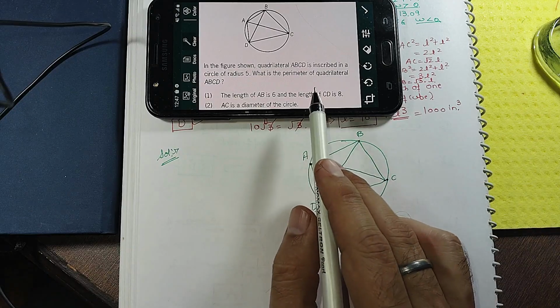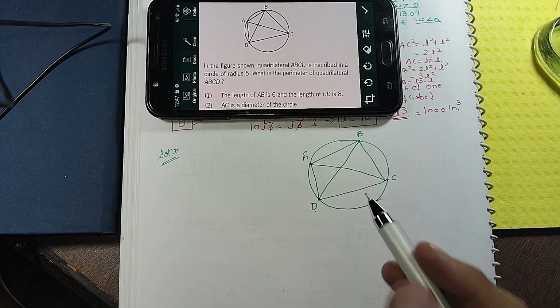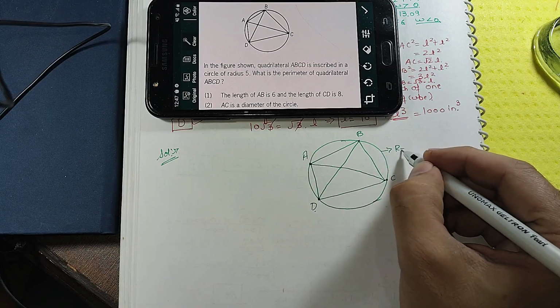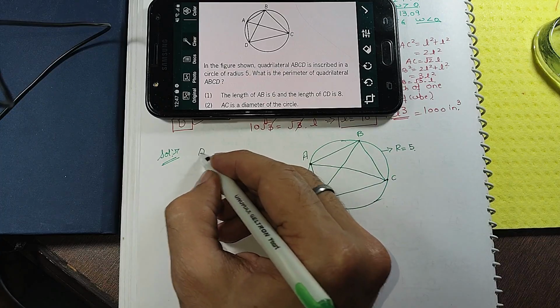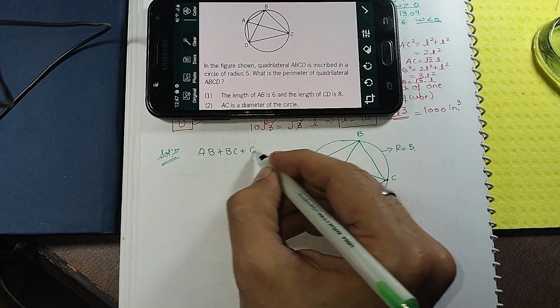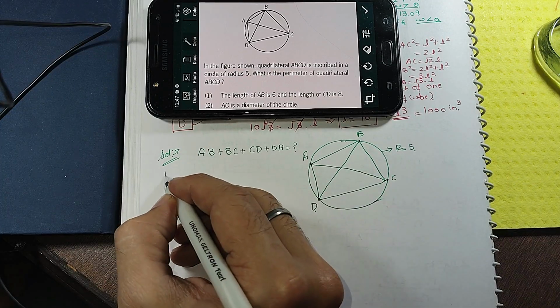So quadrilateral ABCD is inscribed in a circle of radius 5. So this circle is having radius 5. What is the perimeter of quadrilateral ABCD? So basically we need to find AB plus BC plus CD plus DA. Right? Now moving to statement 1.